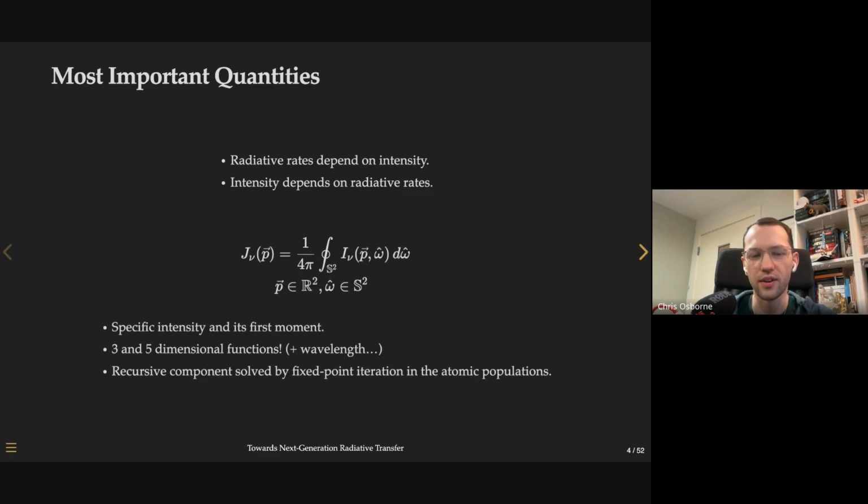And we distill that down. The most important quantity is obviously the specific intensity, but more importantly, the thing that we need the most and need to have the most accurate evaluation of is its first moment, J, which is the angle-averaged radiation field, the angle-averaged intensity at a particular wavelength at a particular point. That's because that's the term that appears when we're evaluating the radiative rates. That's the term that effectively gives us the pumping radiation field that we need. And these are high-dimensional functions, and that really is the problem.